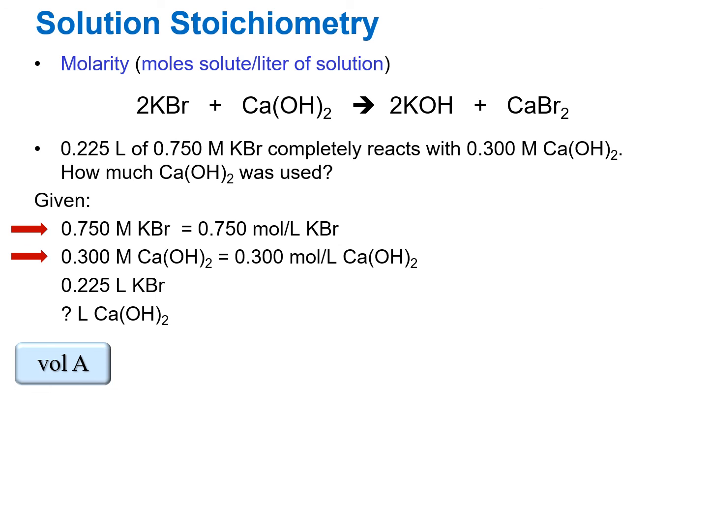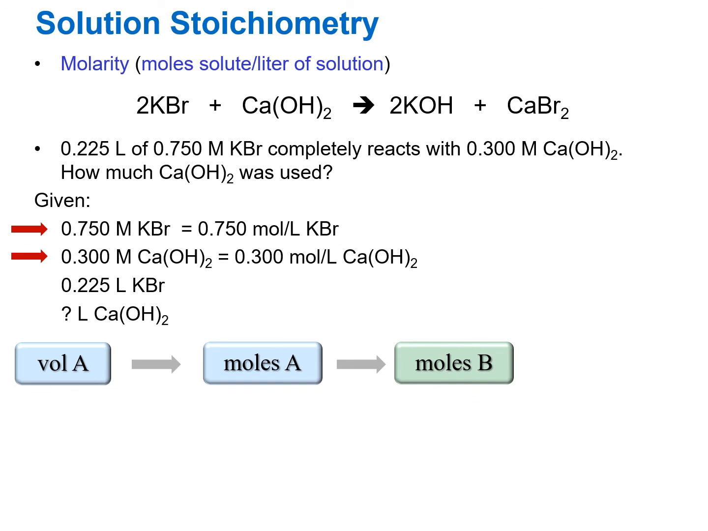Now with the molarity of potassium bromide, we can convert that into moles of potassium bromide. And with our balanced equation, which we're given at the very beginning of this slide, we can go from moles of potassium bromide into moles of calcium hydroxide. And then with the molarity of calcium hydroxide, we can go from moles of calcium hydroxide into the liters of calcium hydroxide.